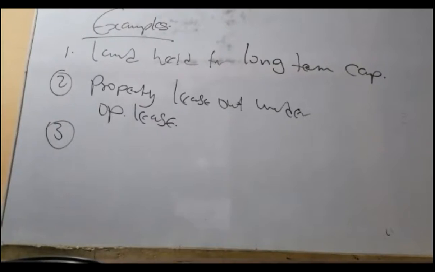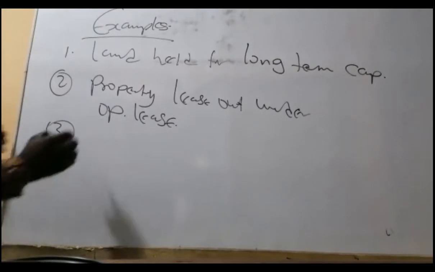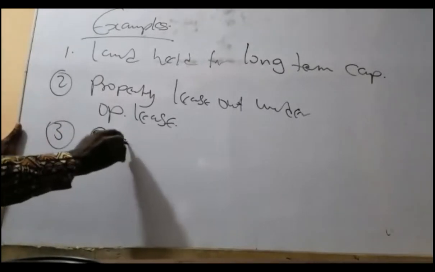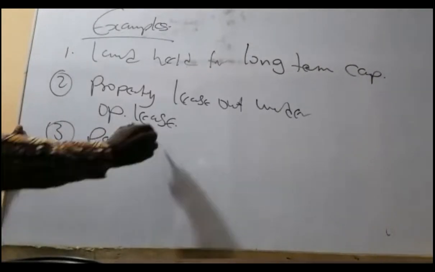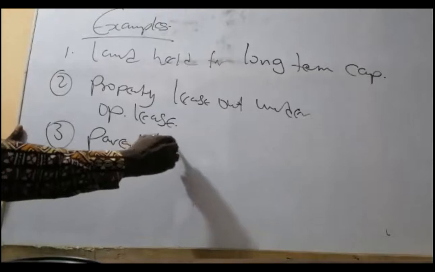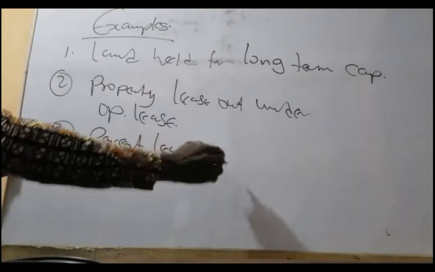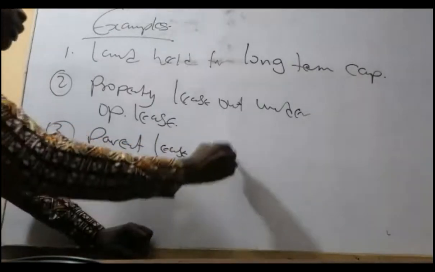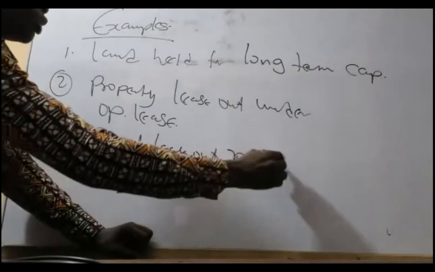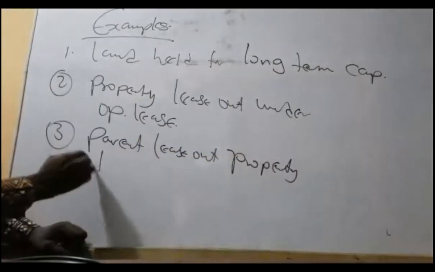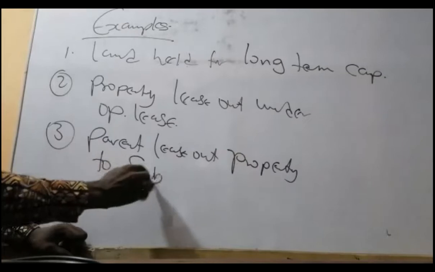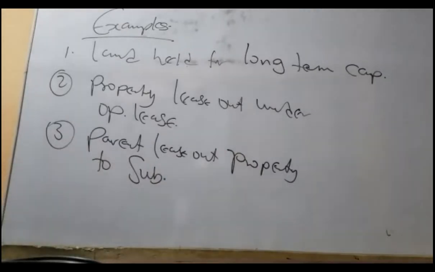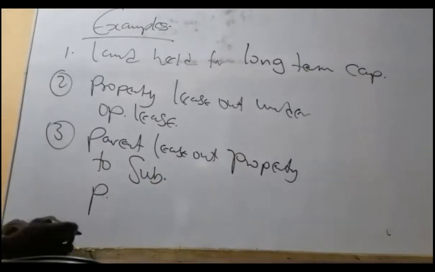Now let's look at the issue. So the parent leased out a property to who? To the subsidiary. Just that in the parent's book, it will be recorded as what? Investment property. Yes, it's qualified.